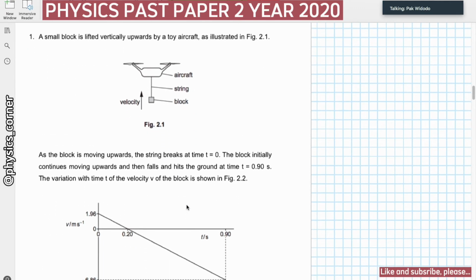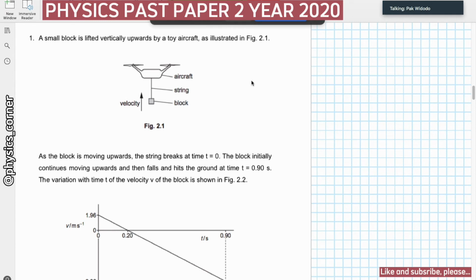Okay, let me check the questions one by one. Question one: a small block is lifted vertically upward by a toy aircraft, as illustrated in figure 2.1. As the block is moving upward, the string breaks at time 0. The block initially continues moving upward, then falls and hits the ground at time 0.90.